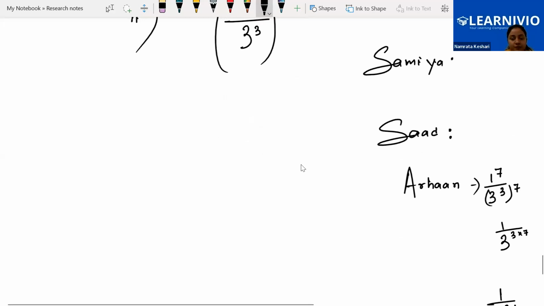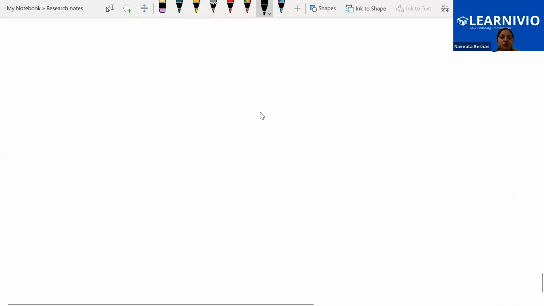Shamia, same answer. 1 by 3 raised to the power 21. Okay, this is our answer over here. We don't have to worry. We just have to leave our answer as it is, because as I said initially, we always try to keep our answer with positive exponent. Here the exponent is already positive, so we are not going to disturb that. Okay, let's do the next one.